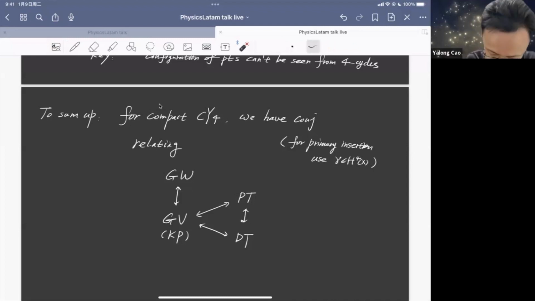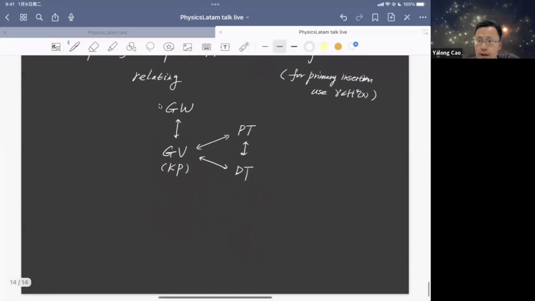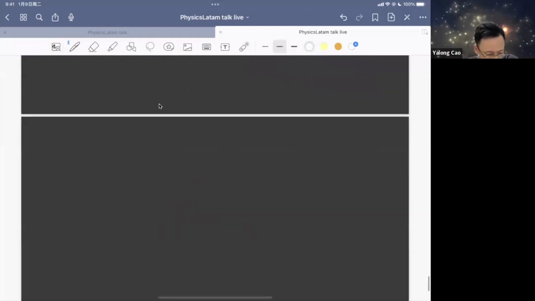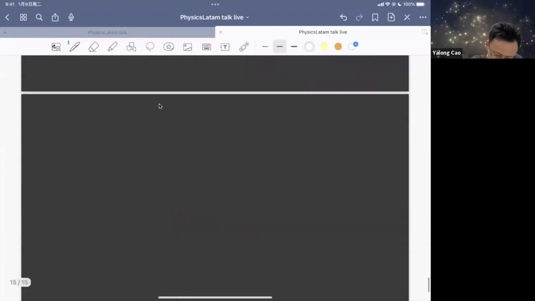Basically, the previous discussion gives you a correspondence between all these theories, Gopakumar-Vafa, DT and PT. So they are related, they contain equivalent information, but from different perspectives. Okay, so now I still have some time. Let me just say a little bit about how to prove these conjectures.